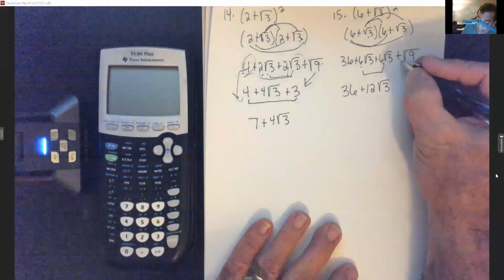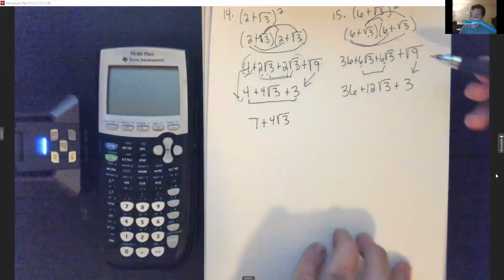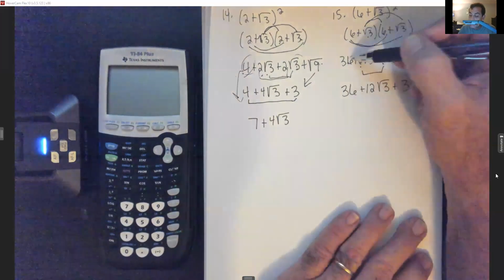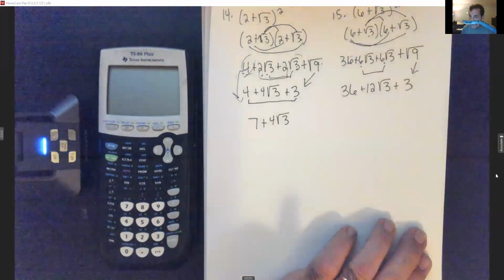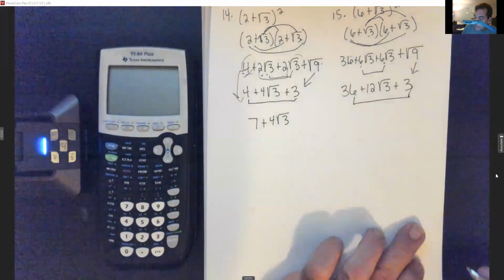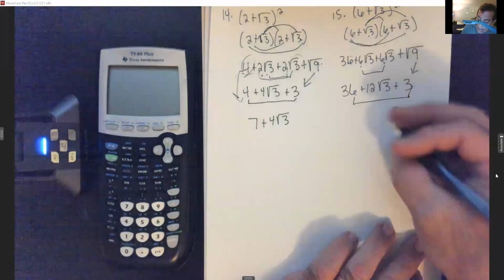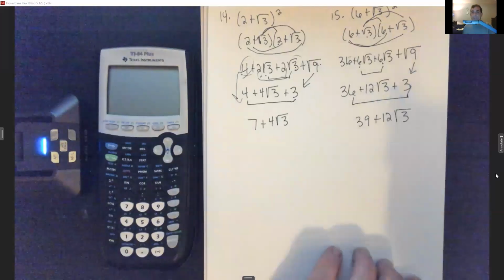Now, what's the square root of 9? That is a positive 3. So once again, I took the square root of 9, but not the 36 because the 36 is not under a radical. And y'all look at that one more time. I got like terms, those numbers. So that 36 plus 3 give me 39 plus my 12 square root of 3's.